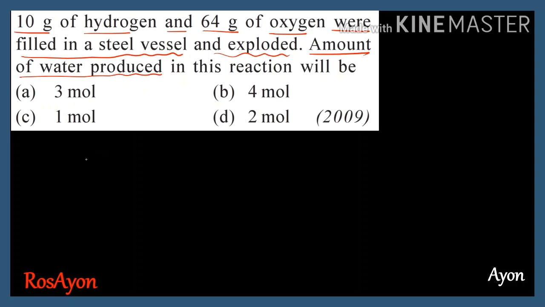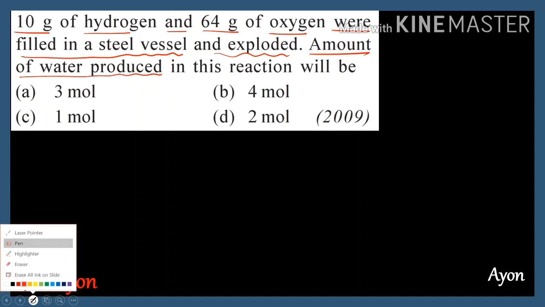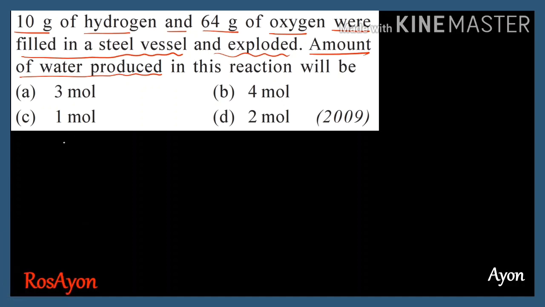First you write the chemical reaction. What is the chemical reaction? Hydrogen reacts with O2 and produces H2O. Now balance the equation. 2 H2 plus O2 gives 2 H2O. Clear? This is the balanced equation. Now you have to determine whether the problem is a limiting reagent problem or not.